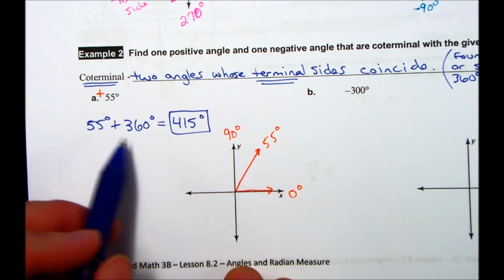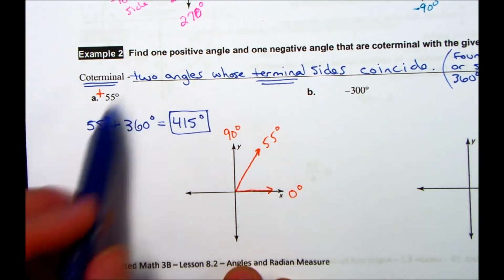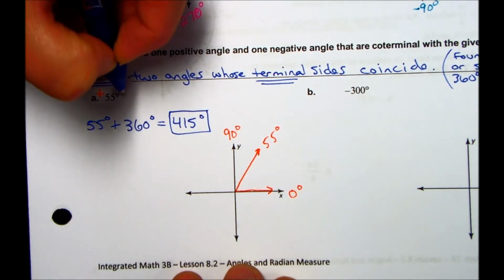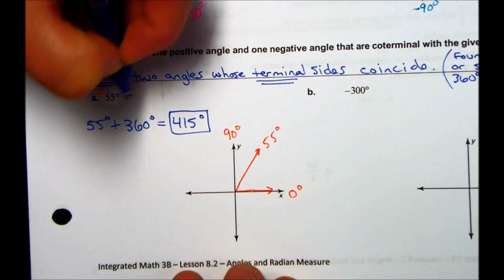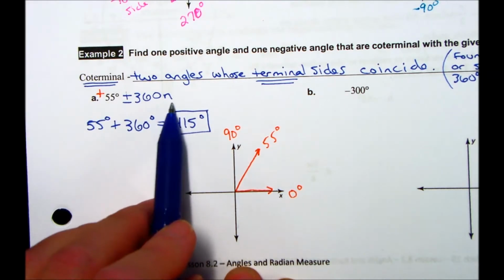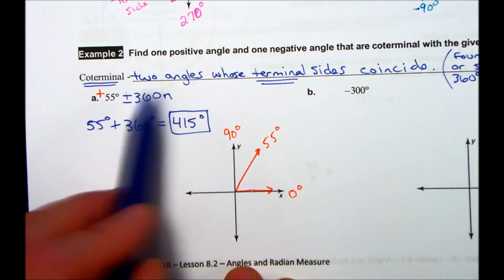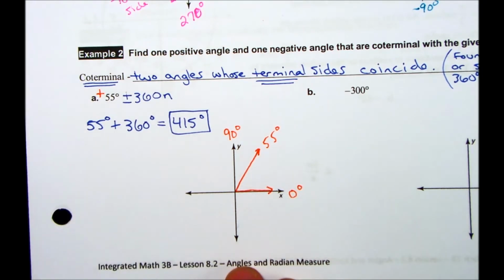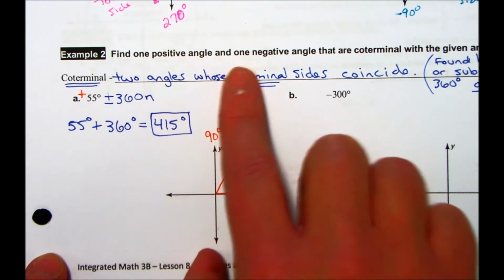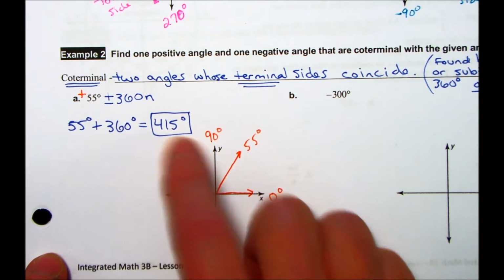If I wanted to, I could add 360 degrees to that, and that would give me another coterminal angle, or I could add 360 again. So basically your coterminal angles are going to be plus or minus 360 n. You can go 360 degrees in the positive or negative direction over and over again. Our directions, though, tell us to find one positive angle and one negative angle that are coterminal. So this is a positive angle that is coterminal to this.